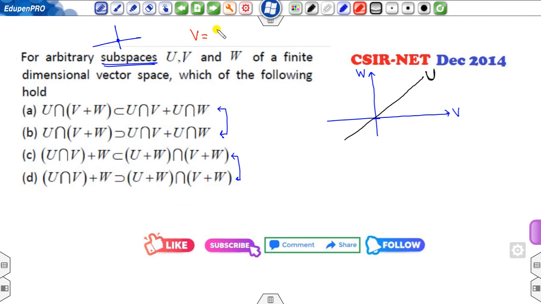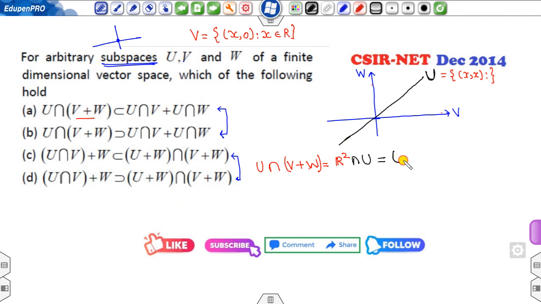What is the meaning of that? V is the collection of all those points on the x-axis. Fine. W is the set of points on the y-axis, and U is the collection of all those points of the form (x, x) which pass through this origin. Then the first point is I need to find V plus W. V plus W is the collection of sums of elements, so that is the whole of R2. Then what is the intersection with respect to U? So R2 is complete. What is the intersection with respect to U? It's U. Fine. So the left hand side is U.